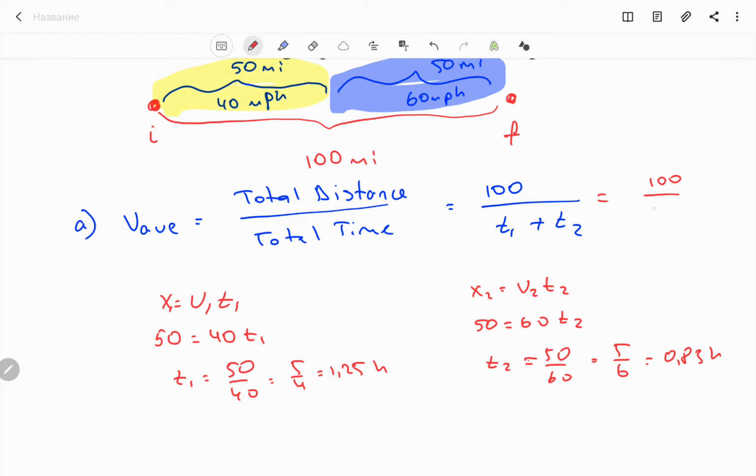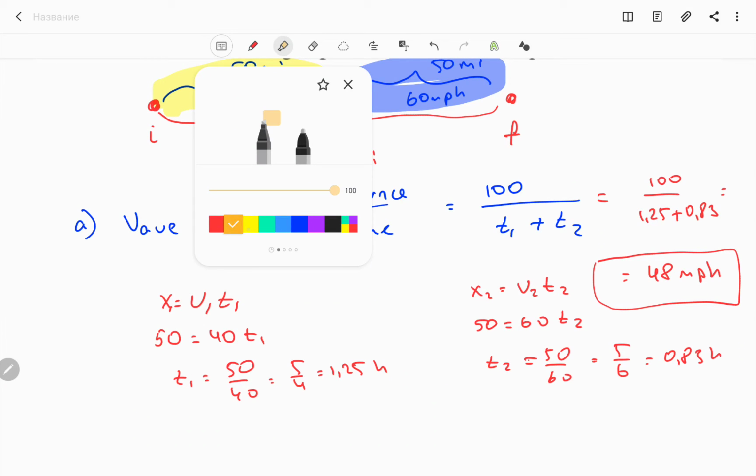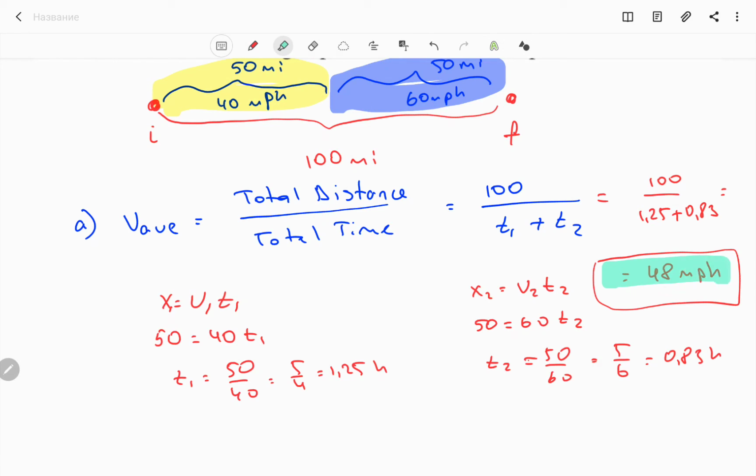So for 100, total time T is 1.25 plus 0.83. So the average velocity will be equal to 48 miles per hour. This is the average speed when she travels to grandmother's house.